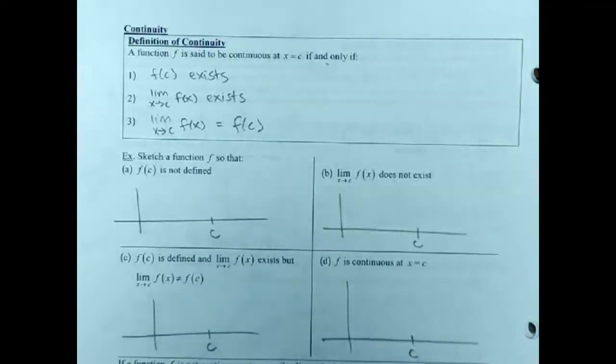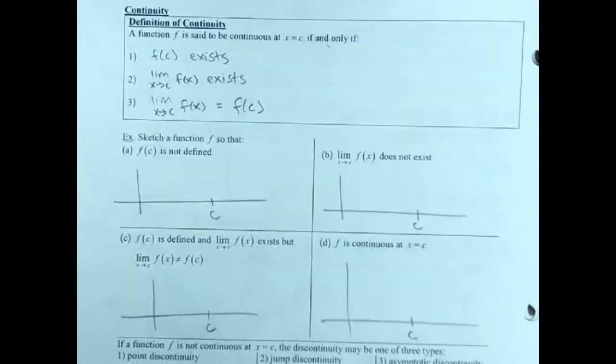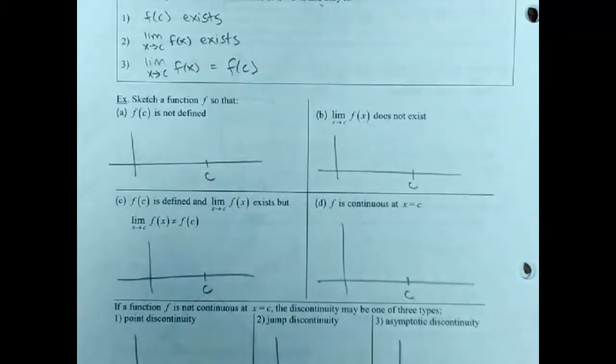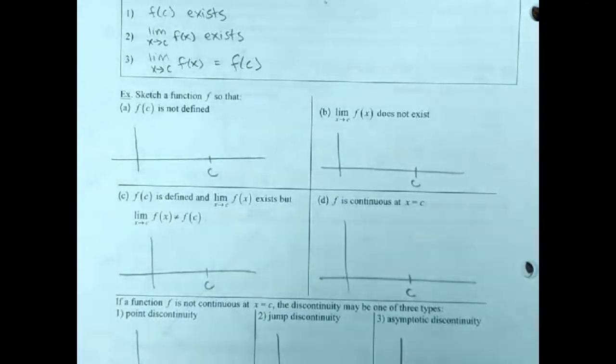So let's draw some examples dealing with some situations. First one, we're going to sketch a function so that the function is not defined. Now these are going to be variable in how you answer them, right? There's infinitely many things you could draw for all of these answers. I'm just going to draw one sample for each that satisfies the given criteria.